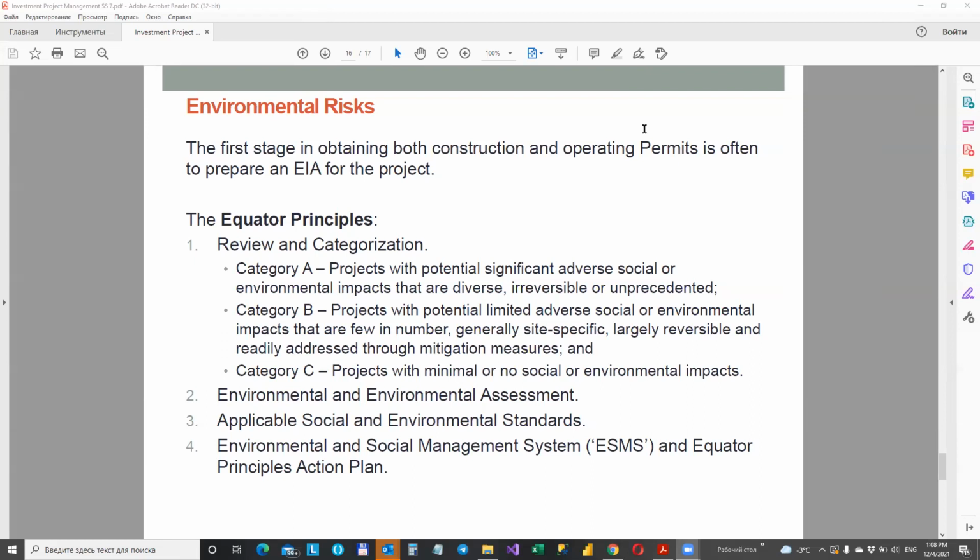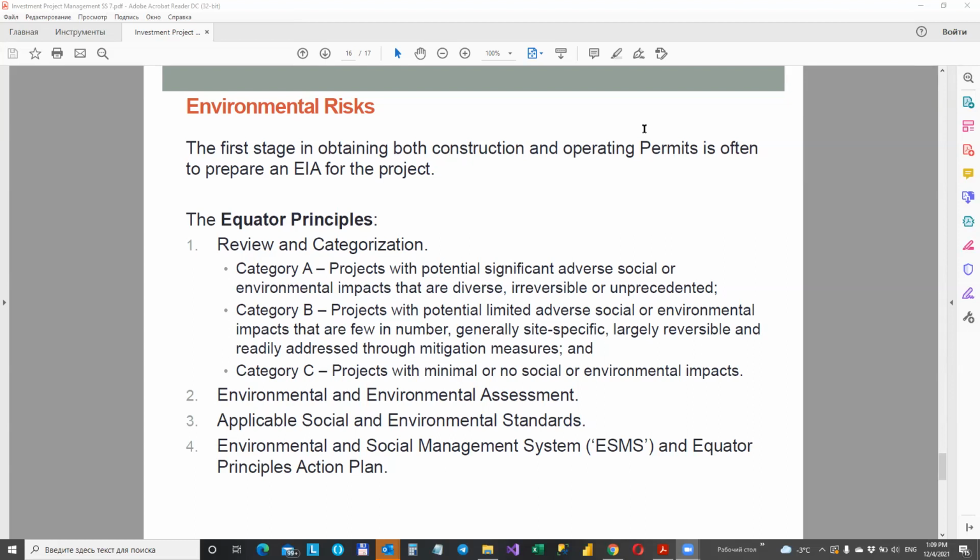irreversible, and unprecedented. Category B, projects with potential limited adverse social or environmental impacts that are few in number, generally site-specific, largely reversible, and readily addressed through mitigation measures. And category C, projects with minimal or no social or environmental impacts. The principles relate primarily to category A projects or B projects in non-OECD or OECD low-income countries.